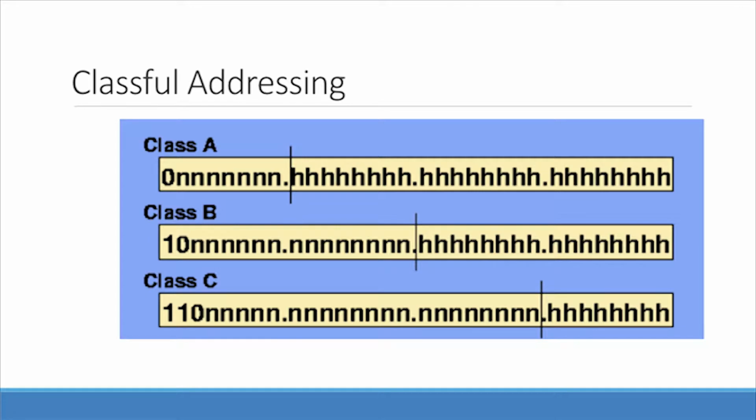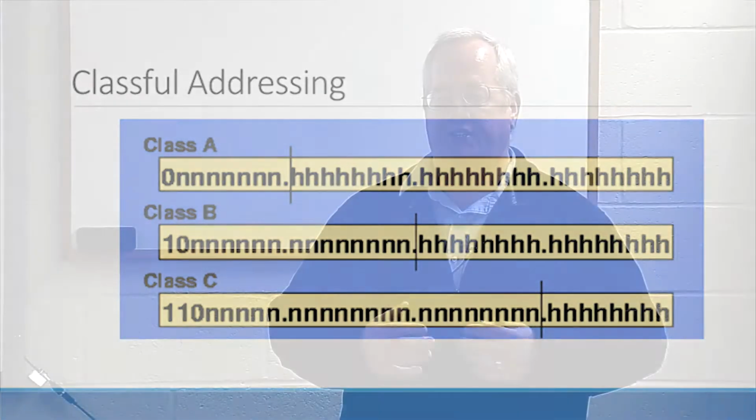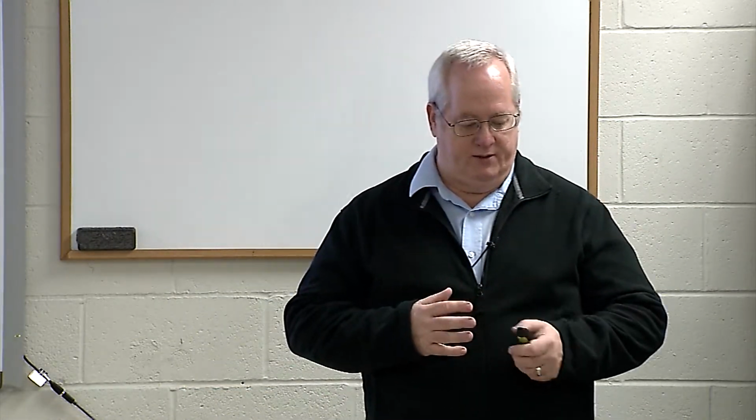Now, these classes were immutable. You could not add Class Cs together to make more space. If you ran out of Class C space, you would have to request a more expensive Class B address.